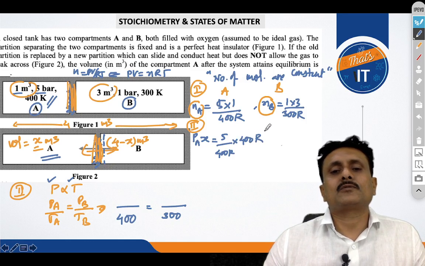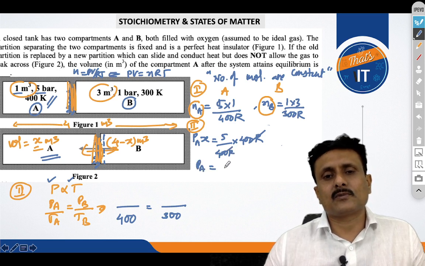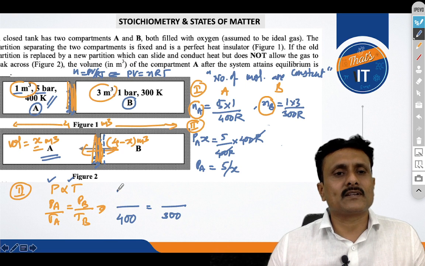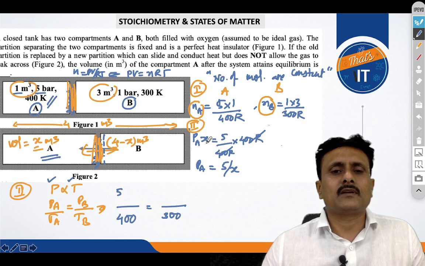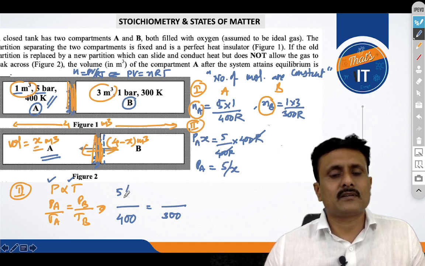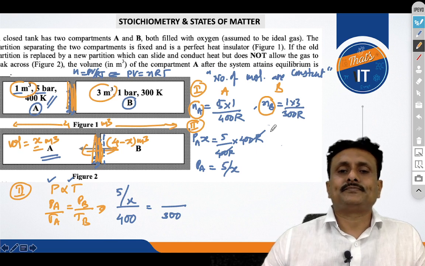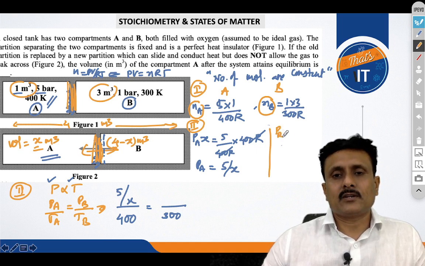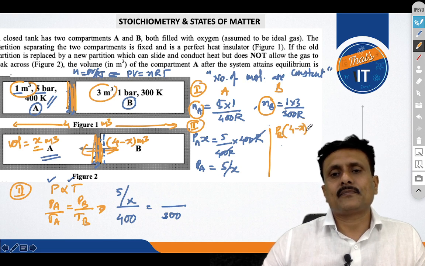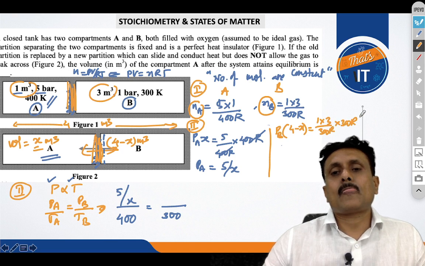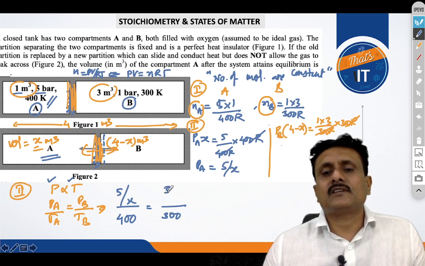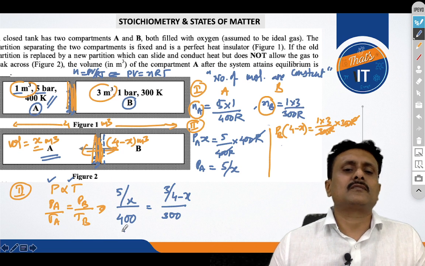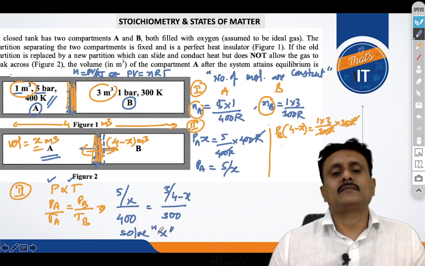400 into R, so your 400 into R got cancelled. So PA is turning out to be 5 by x. Am I right? P into V equal to, yeah, 5 by x. Similarly, over here PB into the volume, now 4 minus x, is equal to n, which is 1 by 300 R, into 300 R. It got cancelled. So PB is turning out to be 3 upon 4 minus x. That's all. So we have to solve for x.